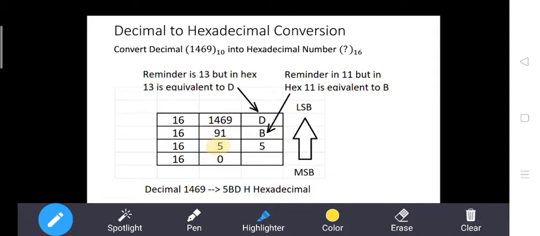Next, 5 divided by 16. Answer is 0. 16 into 0, 0. 5 minus 0, remainder is 5. So whatever the numbers I get, I write them from MSB to LSB. So 1469 decimal is equivalent to 5BDH in hexadecimal.